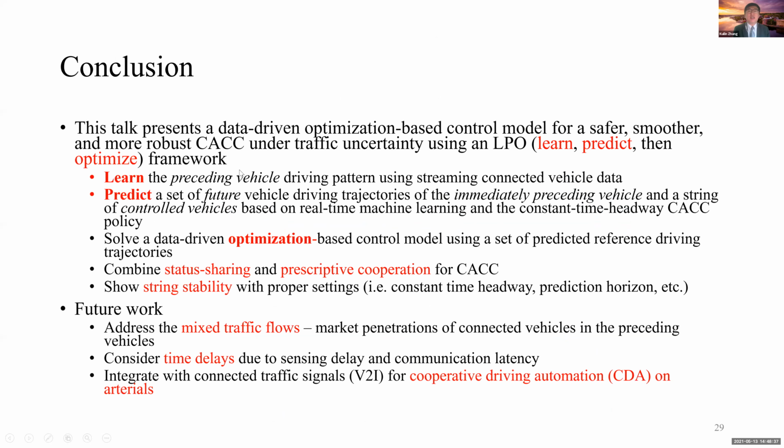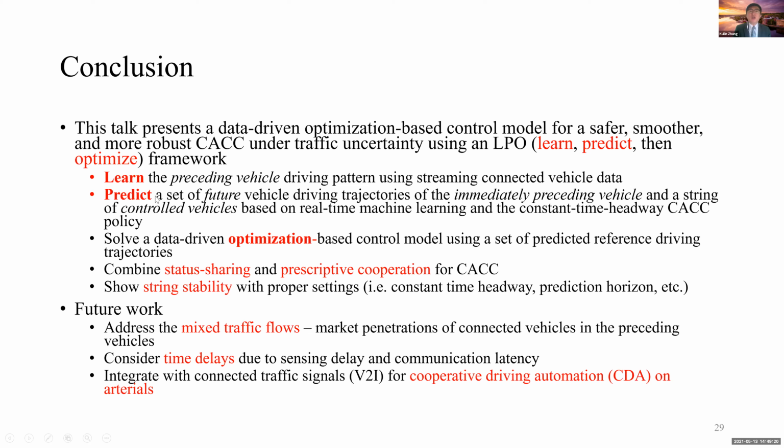In this talk we present a data-driven optimization-based control model for a safer, smoother, and more robust CACC controller, especially one addressed under traffic uncertainty. We use the learn, predict, then optimize framework. We learn how the preceding vehicles drive using the streaming data, and then we use the learned parameters. We predict how the preceding vehicle will drive in the future, for like 5 seconds, and we also predict how the controlled vehicle for each scenario will be driving together, following a CACC policy.